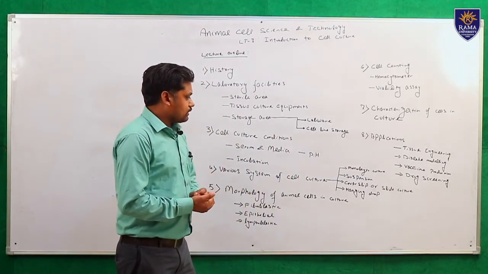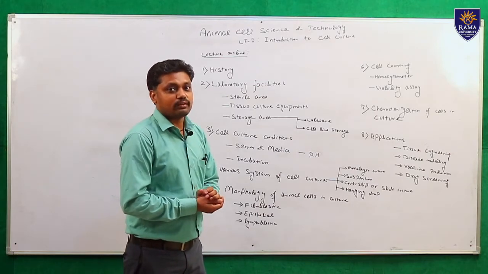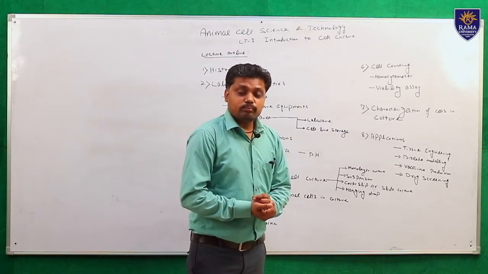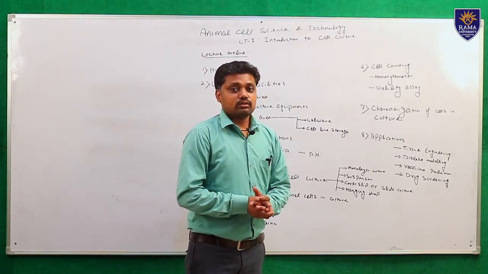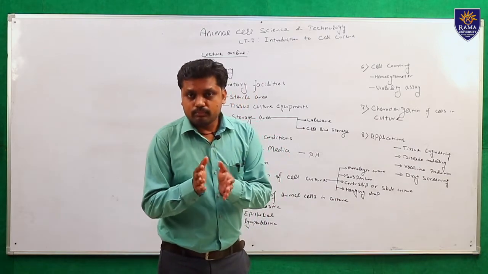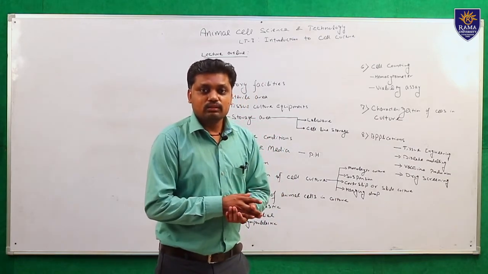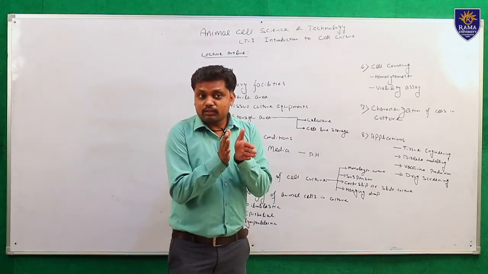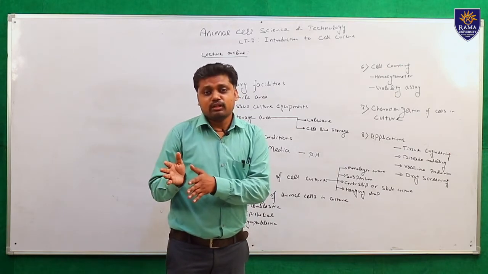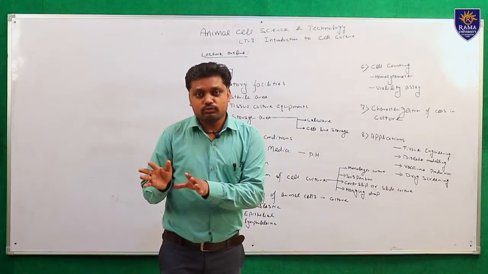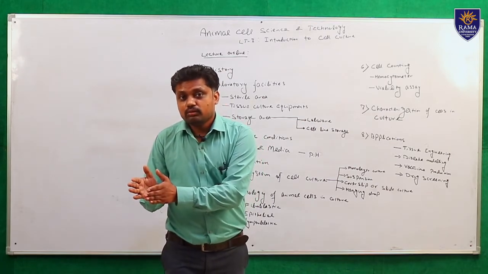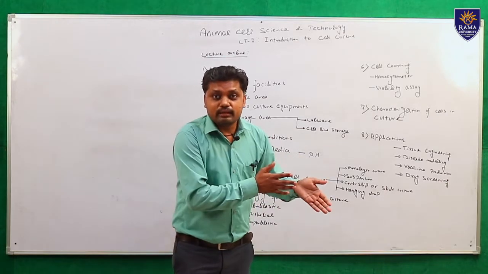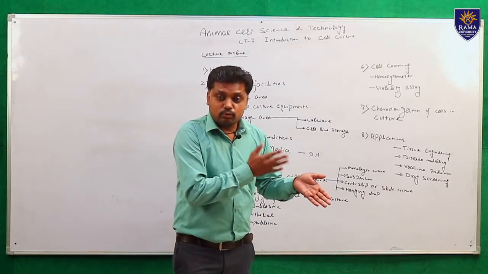One of the most important components of media is also phenol red, which is not listed here, but phenol red is one of the important components of media. Now the question arises, what is the purpose of mixing phenol red? The phenol red acts as a pH indicator. As I have already told you, the pH should be between 7.2 to 7.4, around neutral. Any deviation will kill your animal cells.